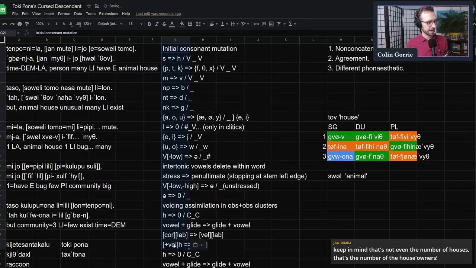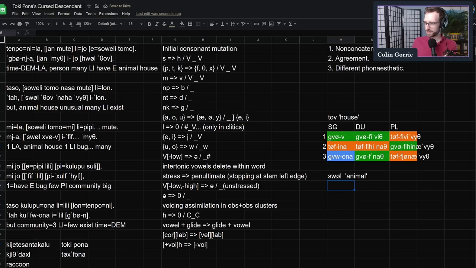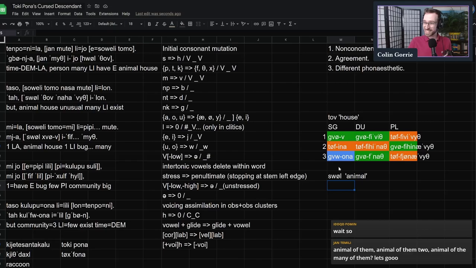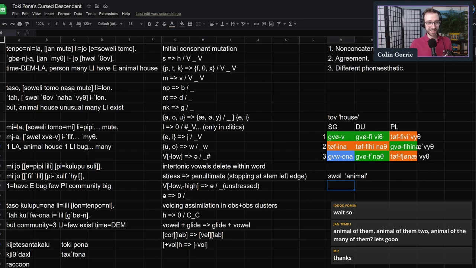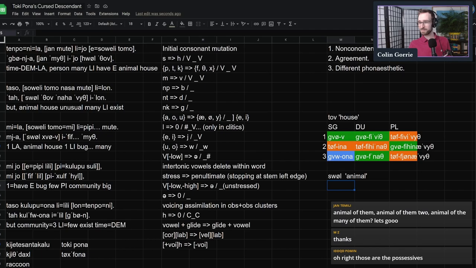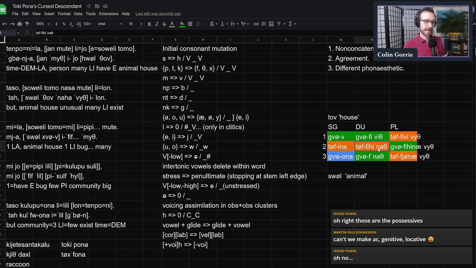How about that? Okay, so let's see what happens here. And Jan Temeli just pointed out, and this is absolutely right, this isn't even the full paradigm for house. This is just the full possessive paradigm for singular house. This language could get really, really complicated. But I'm curious as to what the actual possessive suffixes are, and we don't know enough because we only have one example.